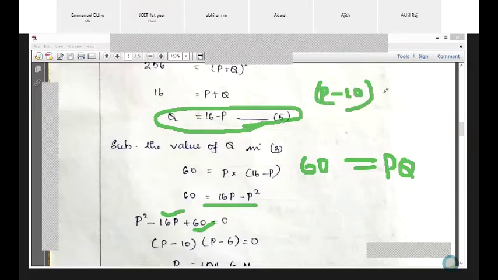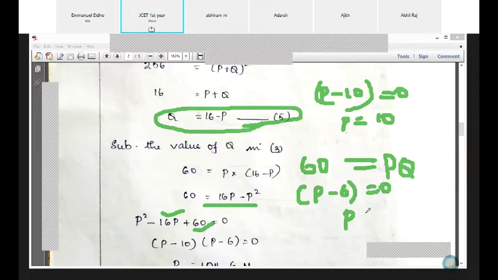Is equal to what? 0. Therefore, p equal to 10. Next, you can consider the second equation. P minus 6 is equal to 0. Therefore, p equal to 10 or 6. Now, you can substitute in this equation.